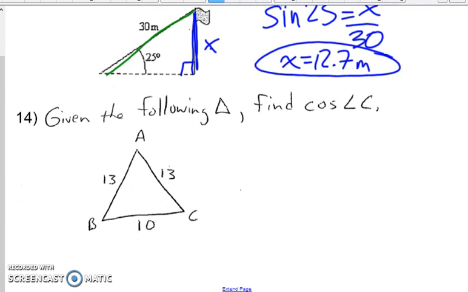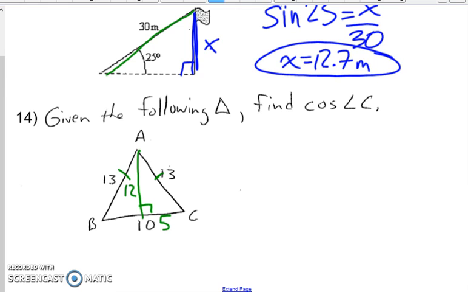Last question here. It gives us this triangle, and it asks us to find the cosine of angle C. Alright, well, cosine is adjacent over hypotenuse. In order for us to talk about adjacent and hypotenuse, we must be talking about a right triangle. If we drop that altitude straight down, all of a sudden angle C is part of a right triangle. Since it's an isosceles triangle, that altitude divides the base in half, meaning that side is going to be 5, and the other leg, special right triangle, 5, 12, 13.